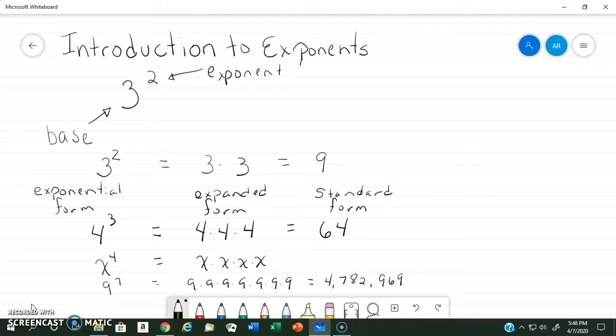So sometimes your teacher's going to give you, here's the expanded form, give me the exponential form. Here's the exponential form, give me the expanded form. And it can go in either of those directions. Sometimes they will ask you for the standard form, and sometimes they won't. And you'll either go from exponential to standard or expanded to standard, depending on what your teacher asks.